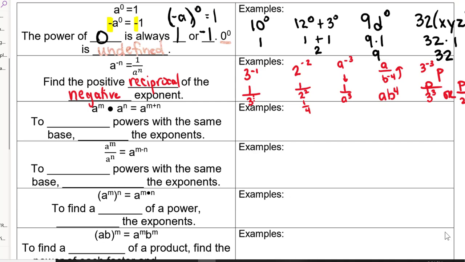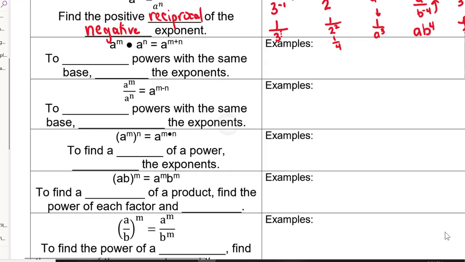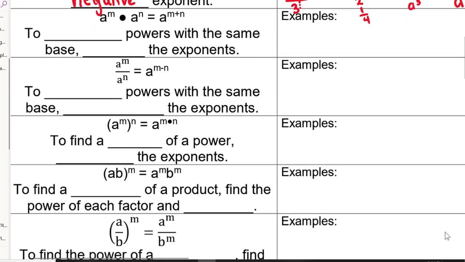A to the m times a to the n is equal to a to the m plus n. All right, to multiply powers with the same base, we actually are going to end up adding the exponents.